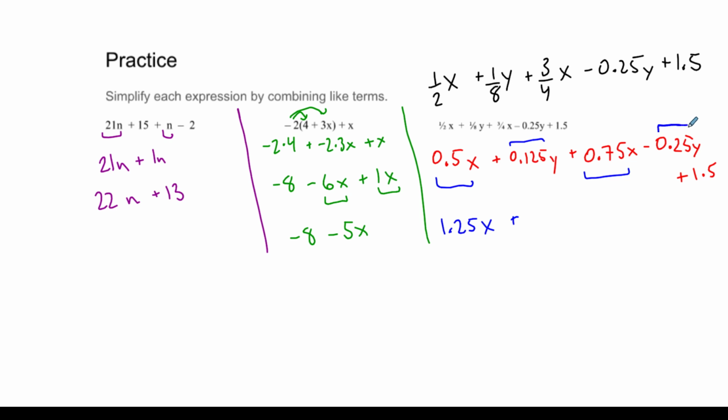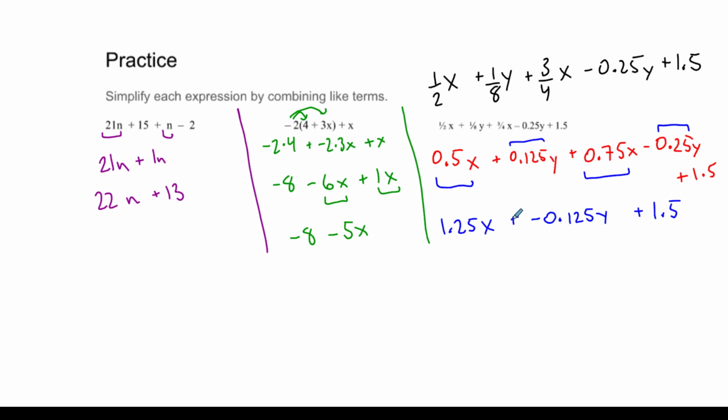minus 0.25. Ooh, that might be kind of challenging if you're trying to do it in your head. Try to do it in your head, that's fine. Or use a calculator, either way, I don't care. It should turn out to negative 0.125y. So we took care of all of those, and now I have a 1.5 out here.